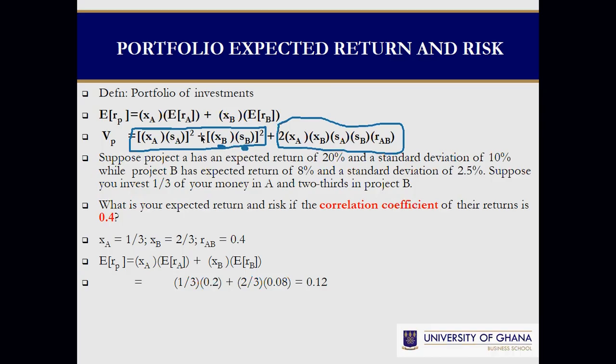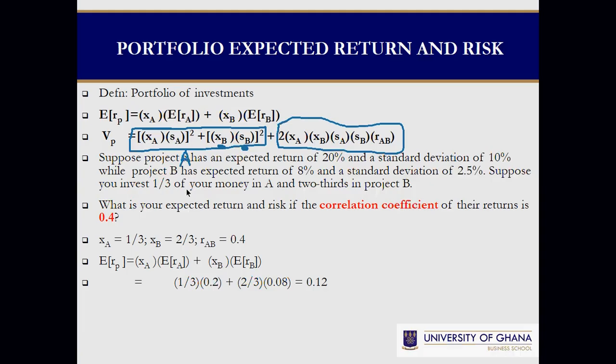Then you add that. Once you're able to get the first part, you know that you are multiplying 2 by all of these. It makes it easier. Look at this example here. Suppose project A has an expected return of 20% and a standard deviation of 10%, whilst project B has an expected return of 8% and a standard deviation of 2.5%.